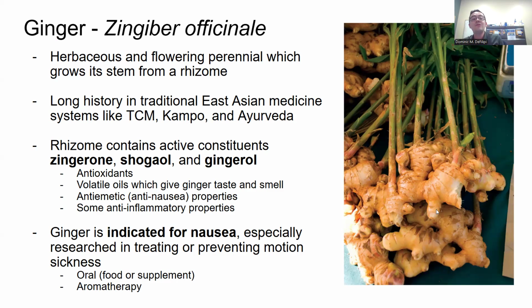Has a long history in traditional East Asian medicine systems like TCM, which is traditional Chinese medicine, Kampo, and Ayurveda, Kampo being Japanese medicine, Ayurveda being traditional Indian medicine practices. And the rhizome is chock full of active constituents such as zingerone, shogaol, and gingerol. All of these have antioxidants. All of them have volatile oils, which give ginger its signature spicy taste and smell.